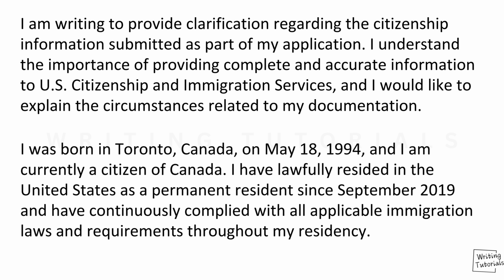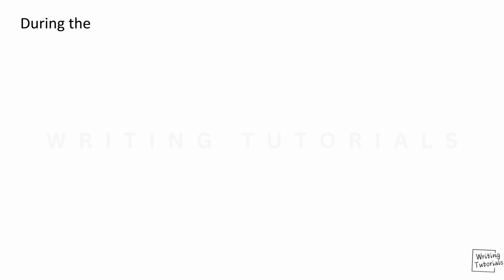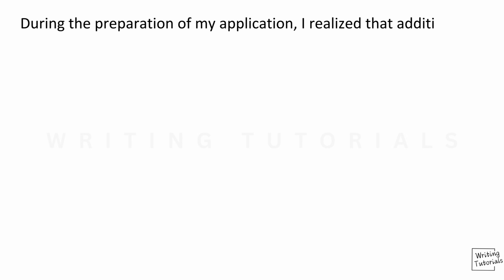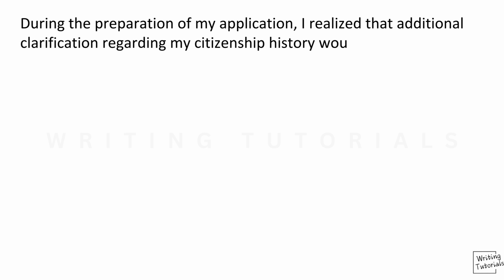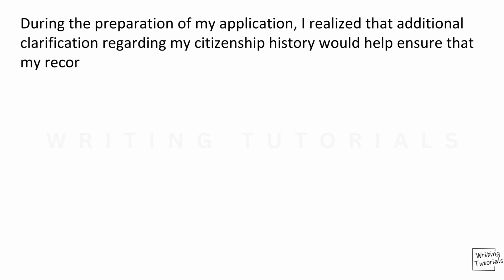The goal is to provide accurate information in a simple and organized manner. Now, let's discuss the third paragraph. Here's the sample. During the preparation of my application, I realized that additional clarification regarding my citizenship history would help ensure that my records are complete and accurate.